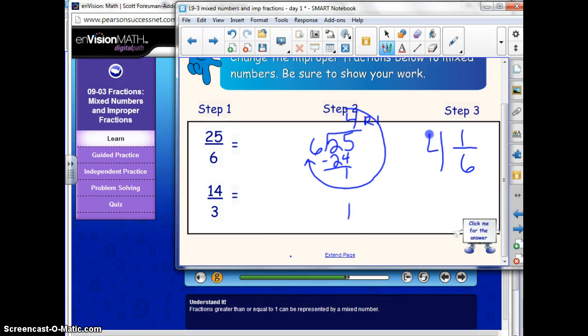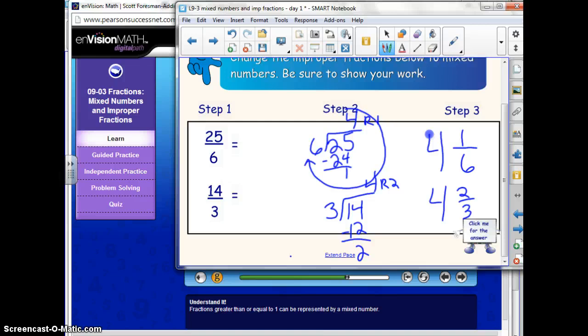Let's do another one. 14 divided by 3 is our division problem. Who can talk me through this? Sarah? How many 3's are in 14? 4. 4 times 3 is? 12. My remainder is? 2. Okay. How do I write that as the answer now? Natasha? Big number? Top of my fraction? Bottom of my fraction. There it is. That's what we're doing today.